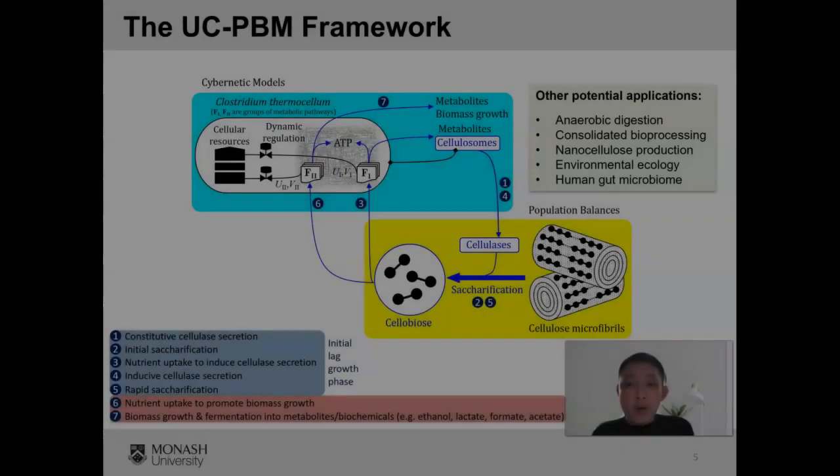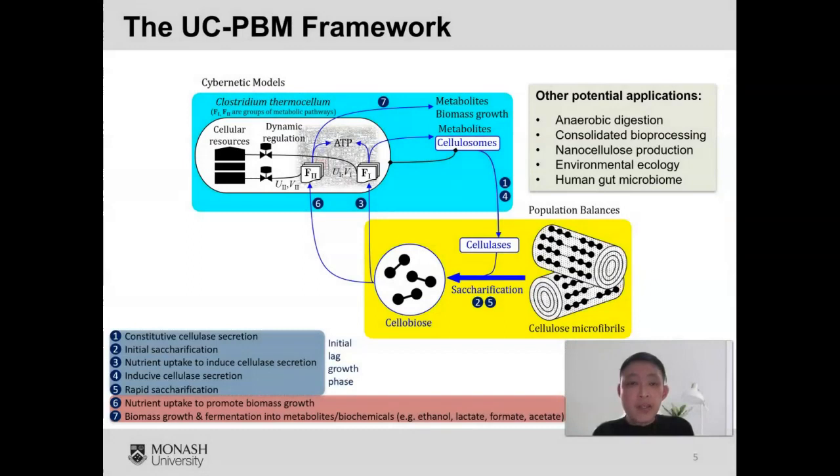In order to solve this problem and understand consolidated bioprocessing of cellulose, we created a framework called the UC-PBM, the Unified-Cybernetic Population Balance Model. In a nutshell, we use population balances to model the cellulose as a distributed quantity, which means that we took into account the degree of polymerization distribution of the cellulose substrate or cellulose particle.